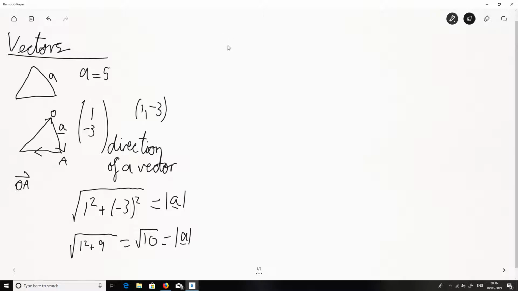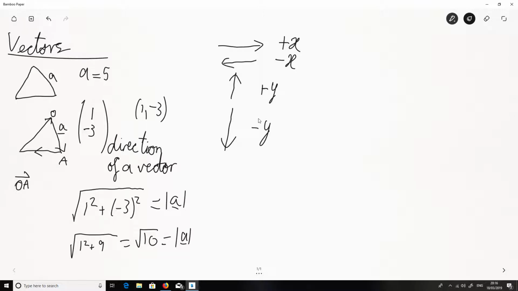So our conventions when it comes to measuring vectors: a vector that's moving in the right direction, we define as having a positive x change. A vector that's moving in the left direction, we define as having a negative x change. Similarly, a vector moving in the positive y direction, up like that, is a plus y change, and down like that is a -y change. So this is all important information when it comes to defining vectors.